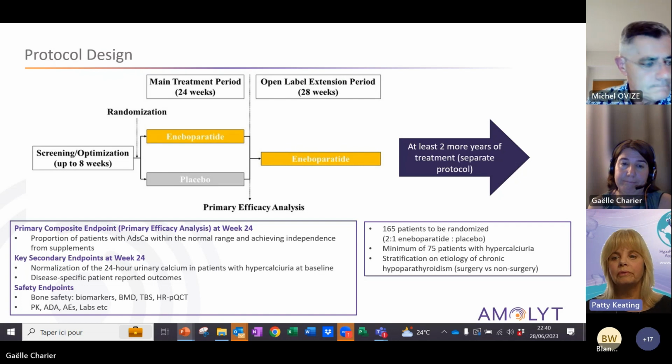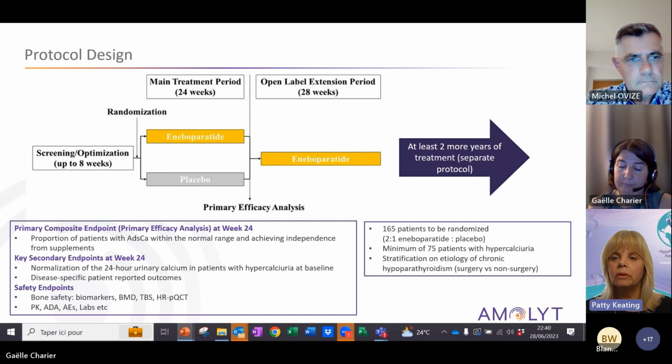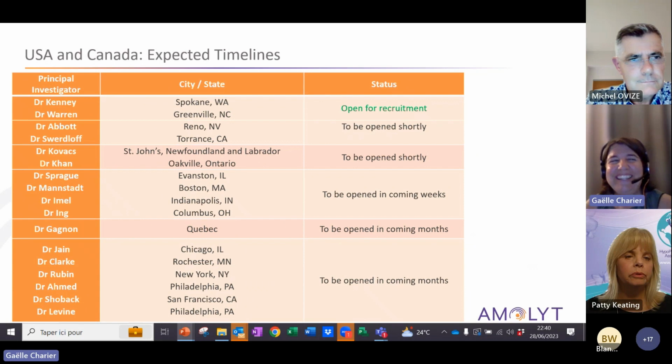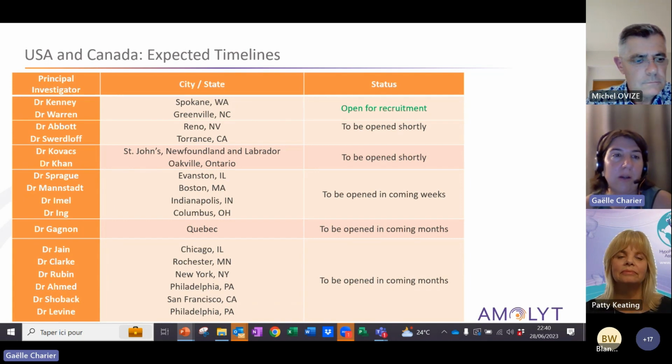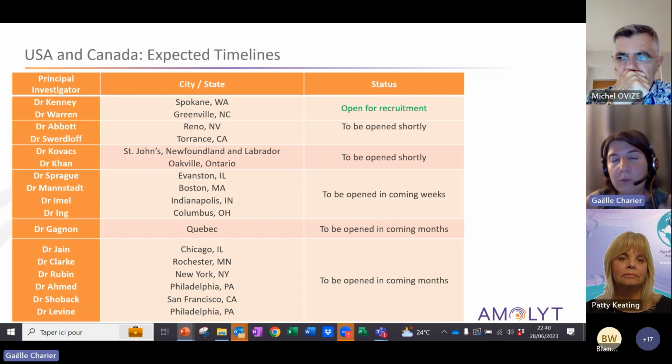Okay, very good. And then why did small sites like Spokane and Greenville open up before larger markets such as Boston, Chicago, and New York? Yeah, it's a good question. That's how clinical research works. Some of the sites are working with what we call central IRBs. These institutions allow us to do studies. So there is the FDA that gives the authorization, but also what we call an ethics committee.